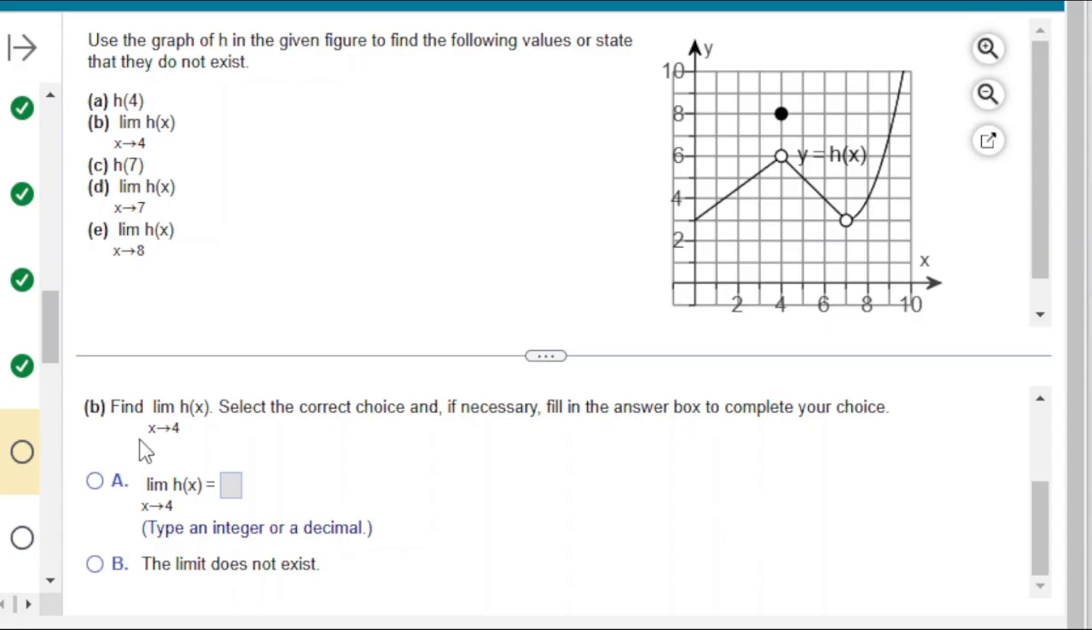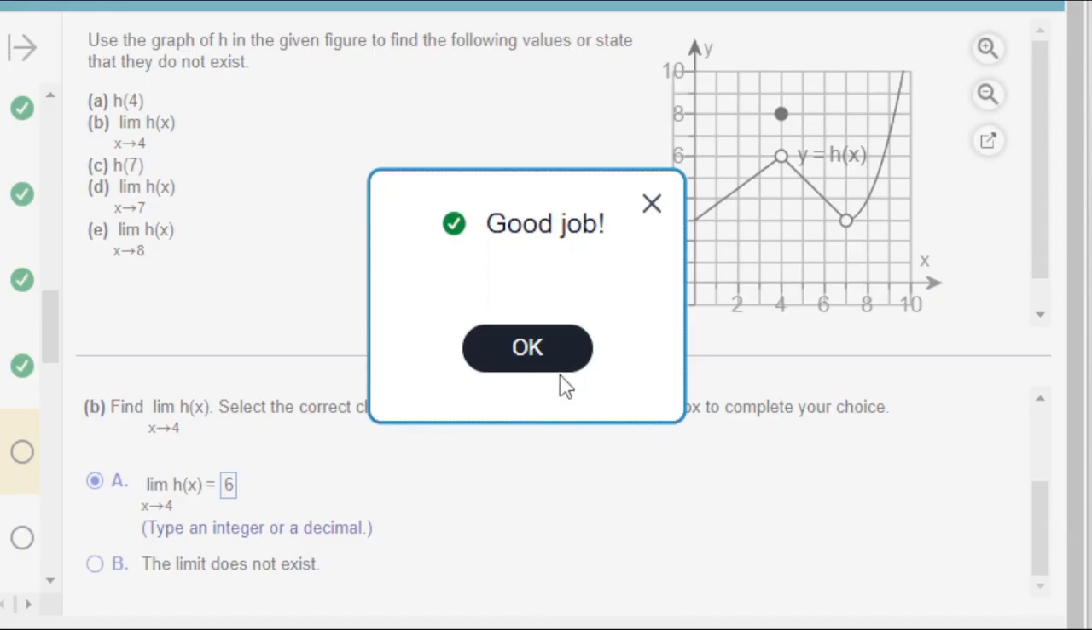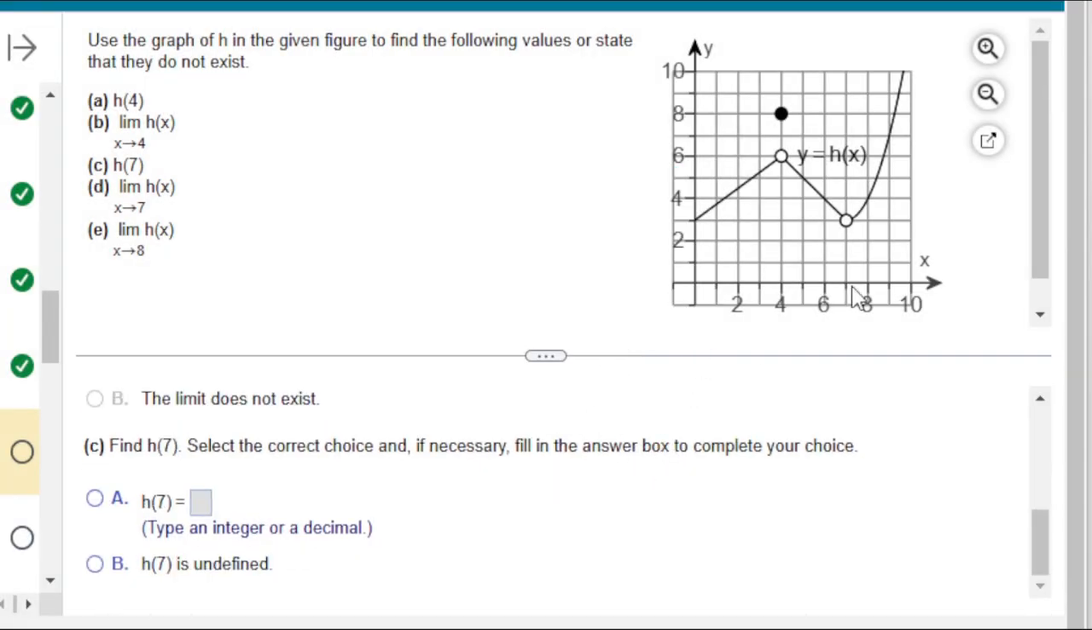Okay, now part B, what's the limit as x approaches 4 of this function? Well, notice if we put inputs that are really close to 4, like 3.9 or 4.1, we're going to get outputs that are close to 6. So even though h of 4 is 8, the limit as x approaches 4 of h of x is going to be 6, this value right here. Let's type 6. Because again, the limit has to do with what you get when you plug in numbers close to the number.